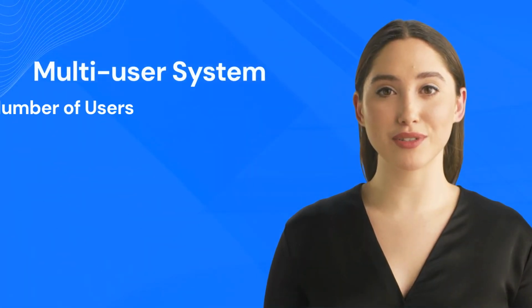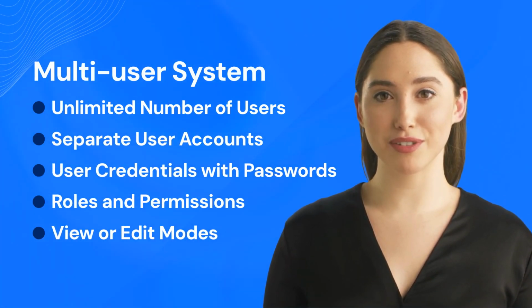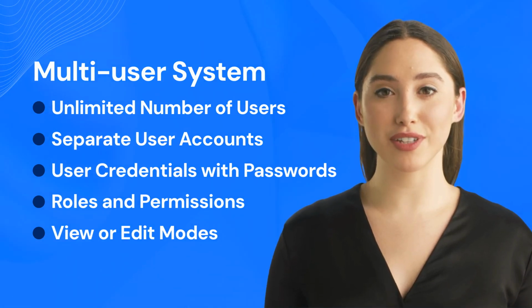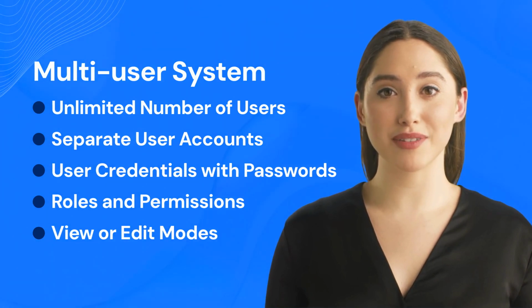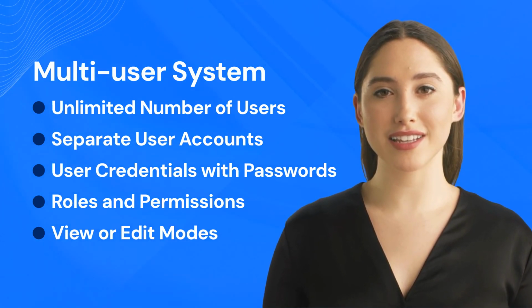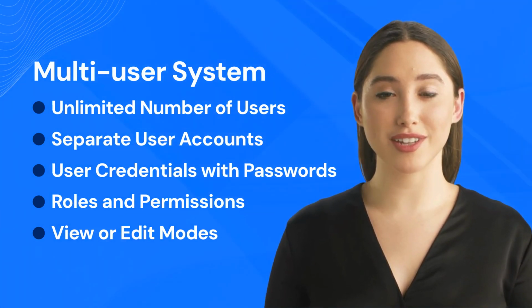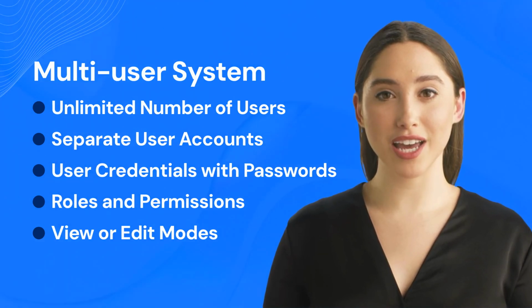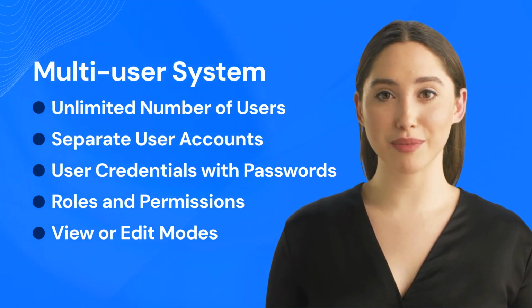GovBooks is a multi-user system that allows you to share reports and dashboards. Included in the $100 per month company subscription fee is an unlimited number of users. Each user has their own separate account, which is accessed with password-protected credentials. Custom roles and permissions can be created and assigned to users. You can even decide which modules, screens, and reports a user can view, and decide whether to grant a user the ability to enter and edit data at the screen level.